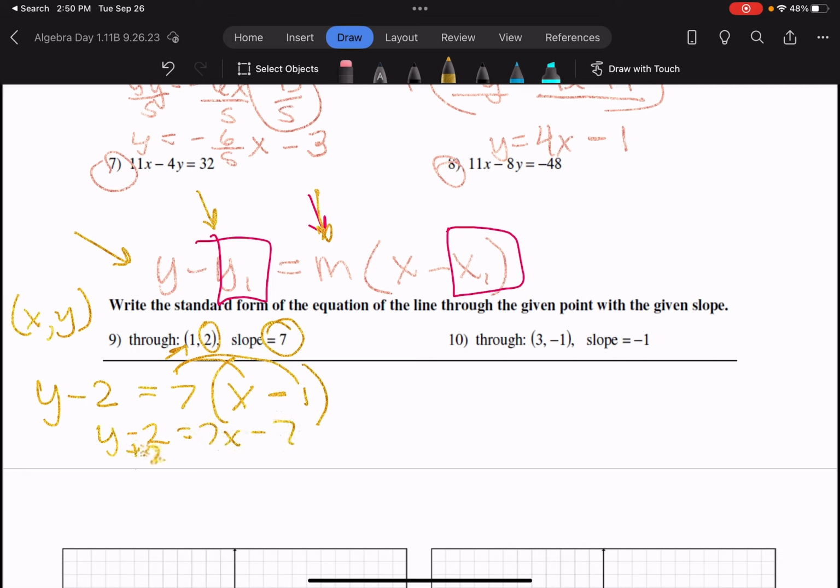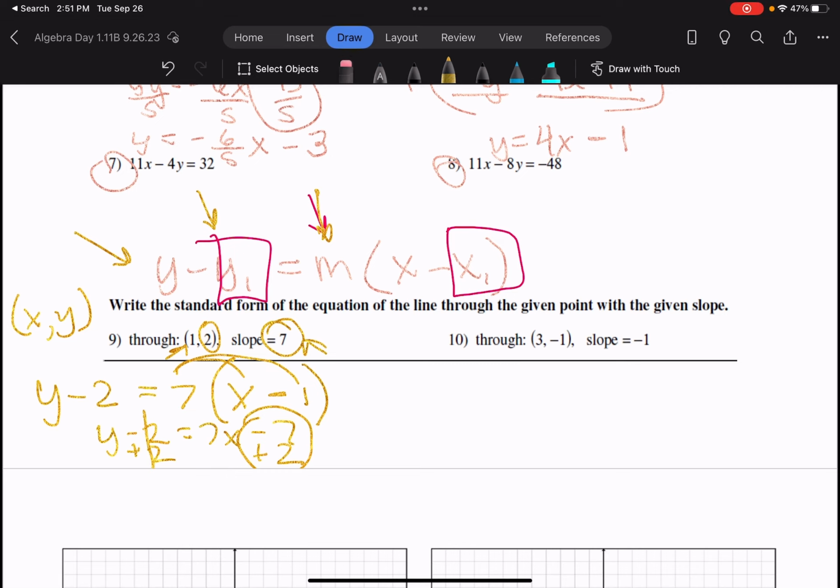Now I can go ahead and add 2 to both sides, and we'll get y equals negative 2 and positive 2 is 0, 7x, and then negative 7 plus 2 is going to be negative 5. There you have an equation that now makes sense. You've got your y-intercept, and you also have your slope. Okay? And we knew the slope, so we can tell that that makes sense there. Okay? Now let's take a look at the other one.